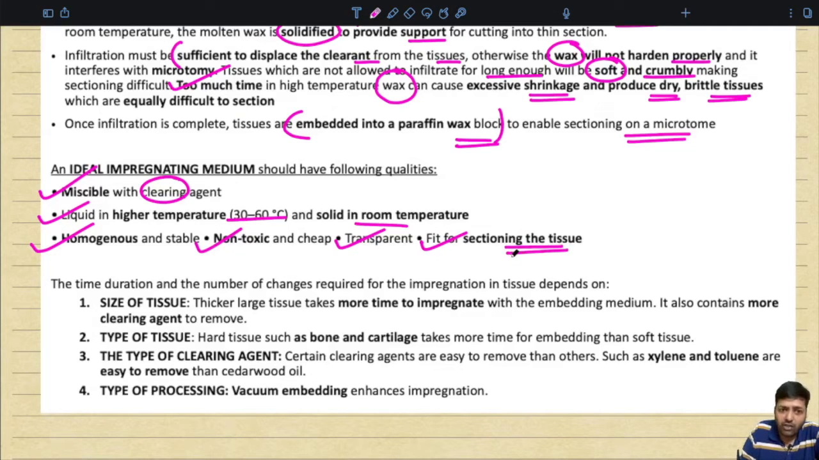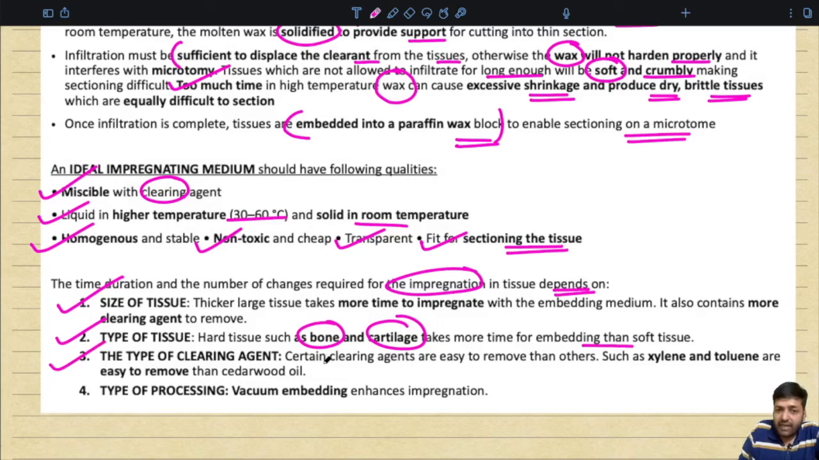Now the time, duration and the number of changes which are required for the impregnation of the tissue depend on several factors. So what are those? The size of the tissue. Thicker, larger tissue will take more time to impregnate with the embedding medium. It also contains more clearing agent to remove, so it will take more time for infiltration. Now the type of tissue. Again, hard tissue like bone and cartilage will take more time for embedding than soft tissue.